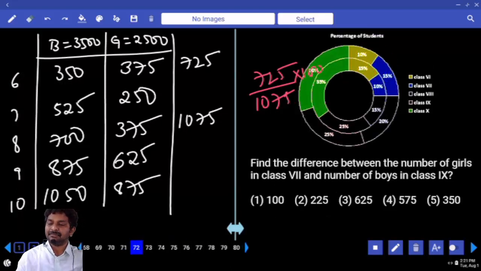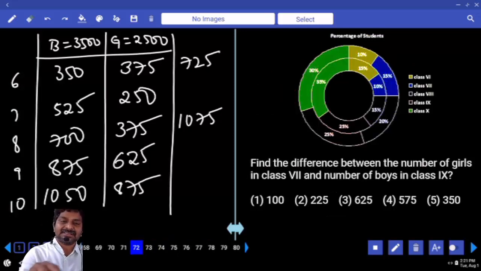Find the difference between number of girls in 7th class. Girls in 7th class 250 and boys in 9th class. Boys in 9th class, and difference between both the numbers is 625. Next.